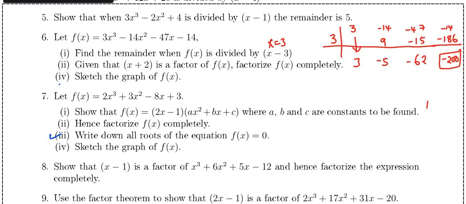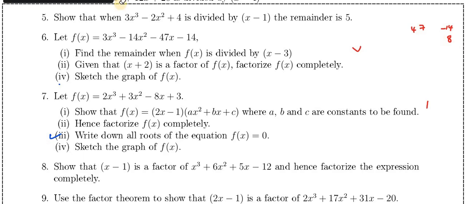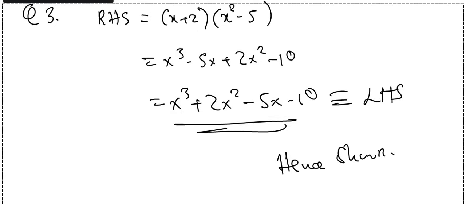That answers your first question on number 6. So whichever method you're going to use, the answer has to be negative 200. Yeah, so the answer here is that the remainder is negative 200. Then number 2, they're saying given that x plus 2 is a factor, factorize it completely. So if it's a factor, it simply means the remainder is 0.